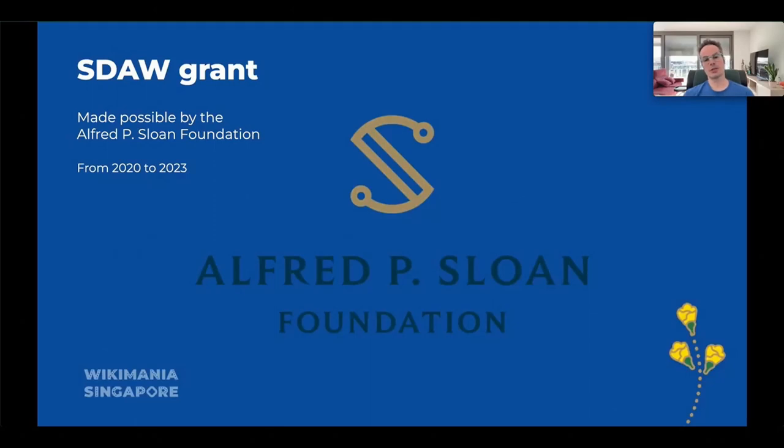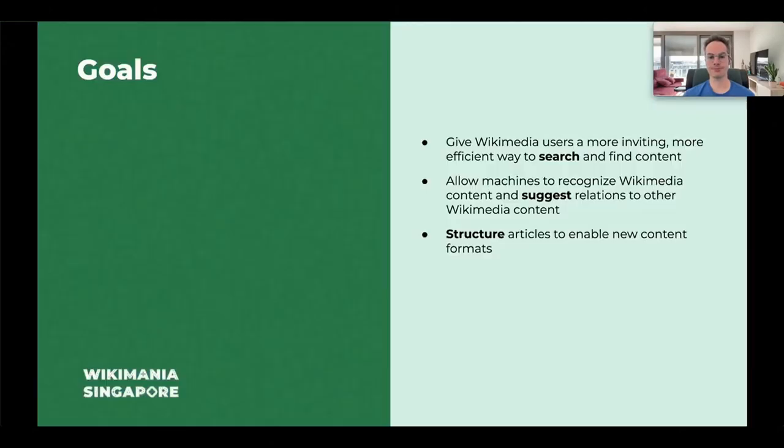So, Structured Data Across Wikimedia, SDAW. It was all made possible by a grant coming from the Sloan Foundation. The grant started back in 2020 and ended in 2023. Specifically, we can see it as a follow-up to a previous grant, which enabled structured data on Commons.